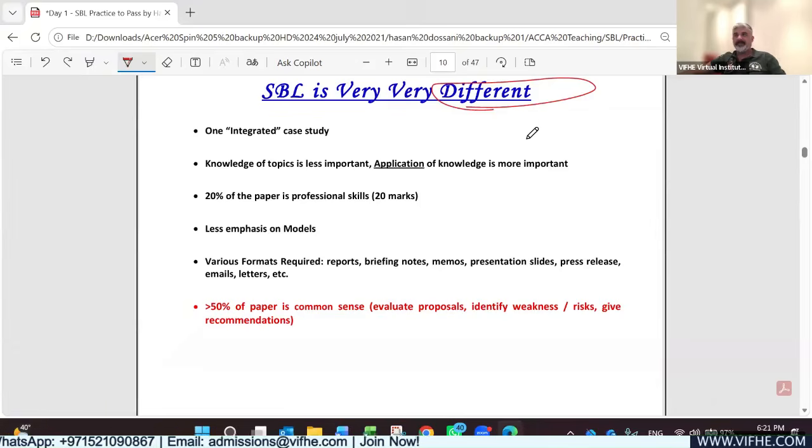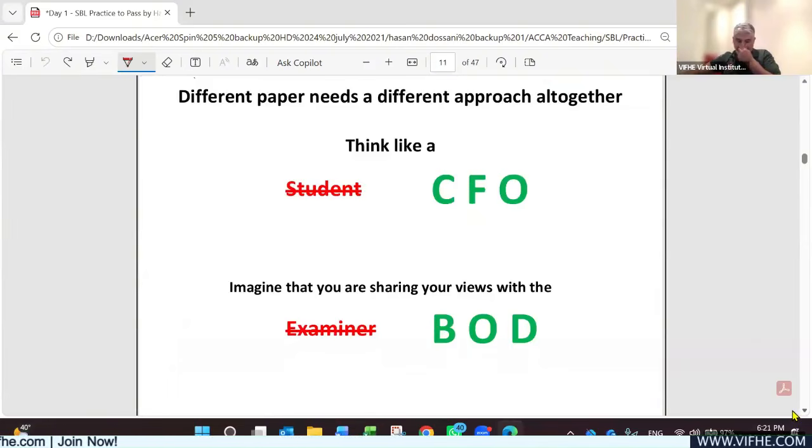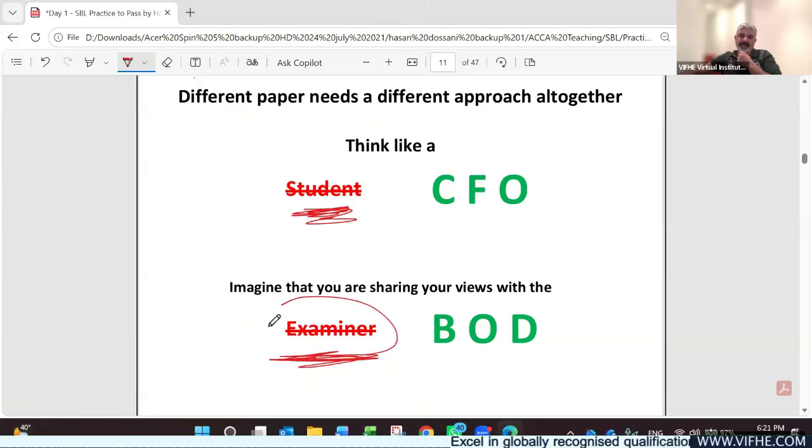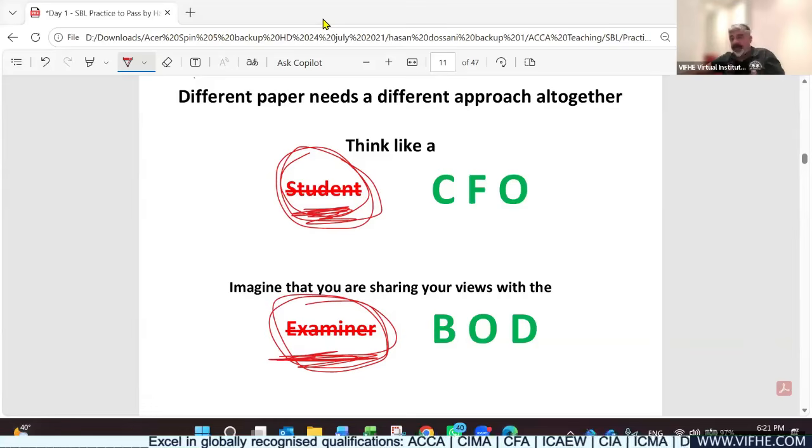All right, let's move on. So, this is a very interesting technique which I share with my students. In all your normal papers, you always think like a student, right? And you always think that you are drafting your answer for the examiner. In all your other papers, you feel you are a student, you are being tested, and you are trying to satisfy the examiner in order to score marks. So there is a student-examiner mentality.